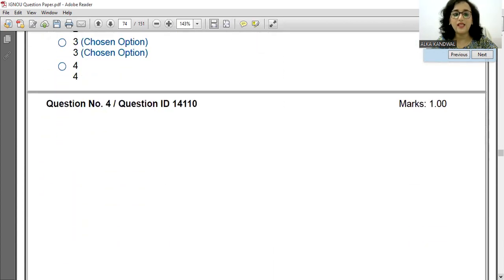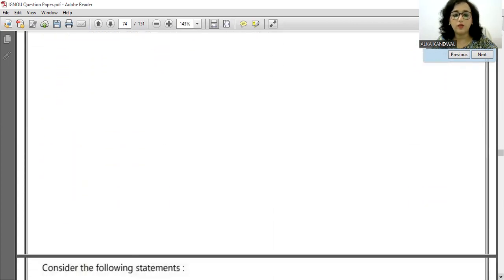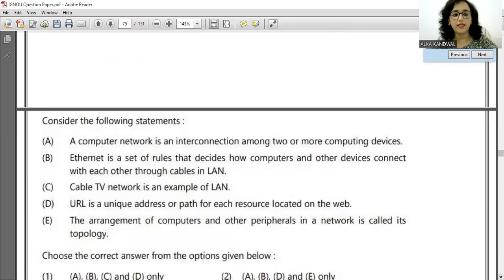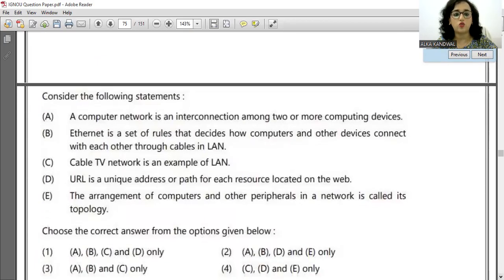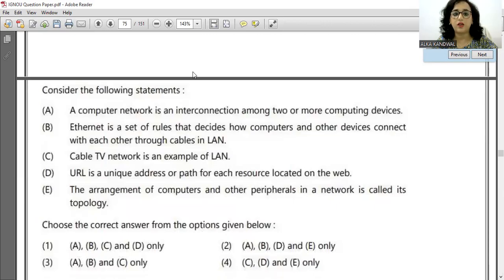Let us move ahead. Question number 4. Let us see what the question is. Now there are some statements given and they are asking us to choose the correct statement out of all these statements. So let us go through it. Yes, here we go.